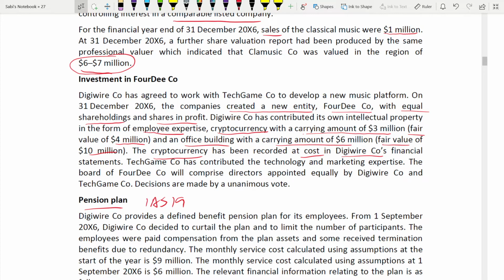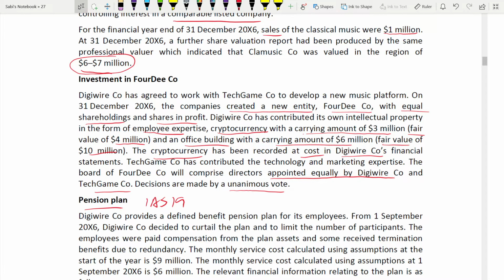Tech game company has contributed the technology and marketing expertise. So the board of 4D will comprise directors appointed equally by the Digiwire company and tech game company. Decisions are made by a unanimous board. No standard has been mentioned, but you still need to identify which standard it is. There are some keywords which will help you to know which standard it is.